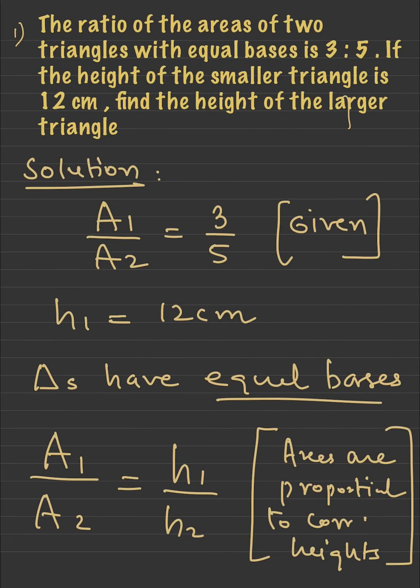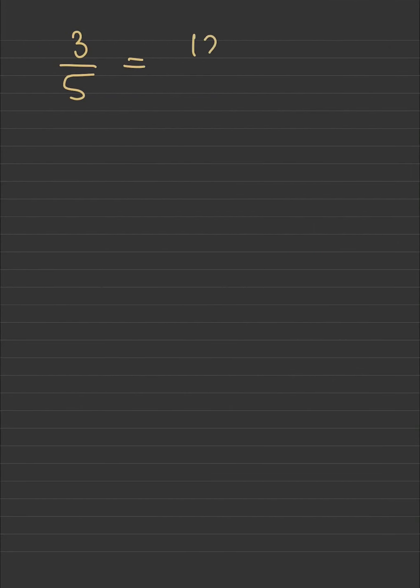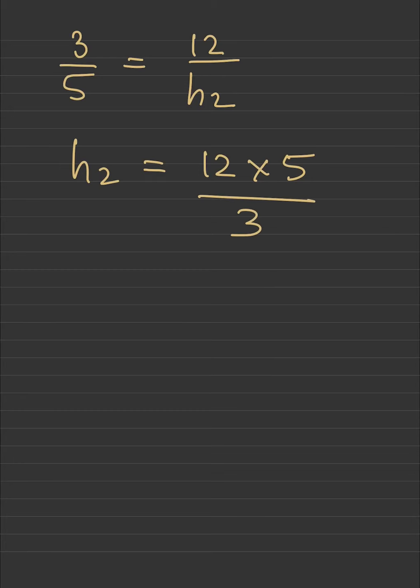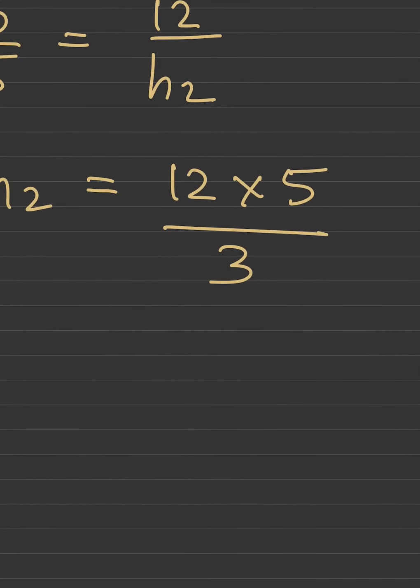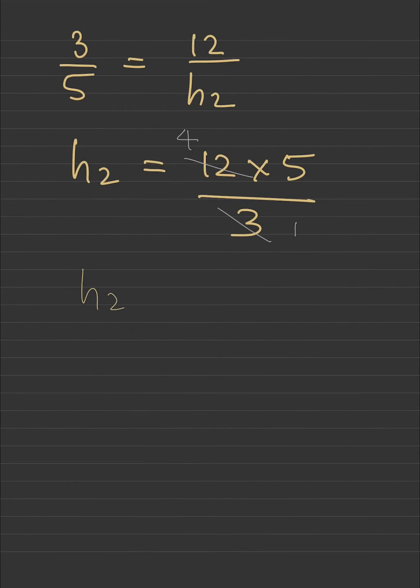So you get 3 upon 5 equals to h1 upon h2. So h1 is 12 centimeters upon h2, right? So now we cross multiply. So when you cross multiply, get 12 into 5 upon 3. You can cancel here now. 3 gets cancelled, 3 ones are and 3 fours are, right? So after cancellations, you can calculate h2 is equals to, how much is h2? So h2 is equal to 4 into 5. That will become 20 centimeters. So you can write the answer.